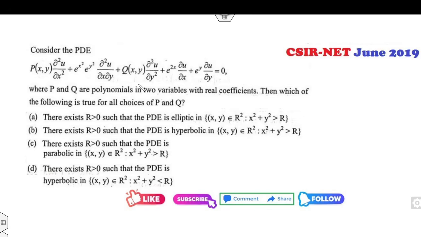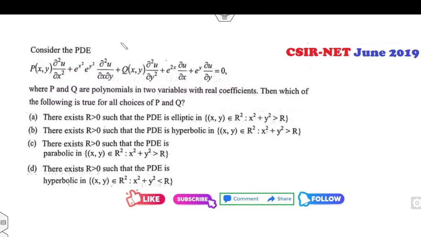Okay, look at another one. Consider the partial differential equation where p and q are polynomials with real coefficients. Which of the following statements are correct? If you look at the options, none of the options depends on p and q.